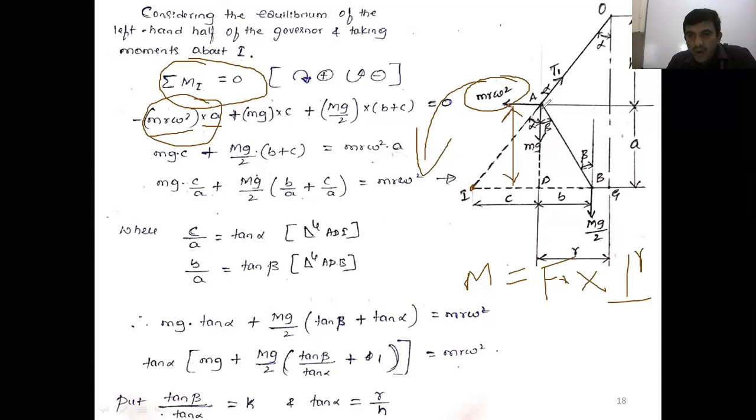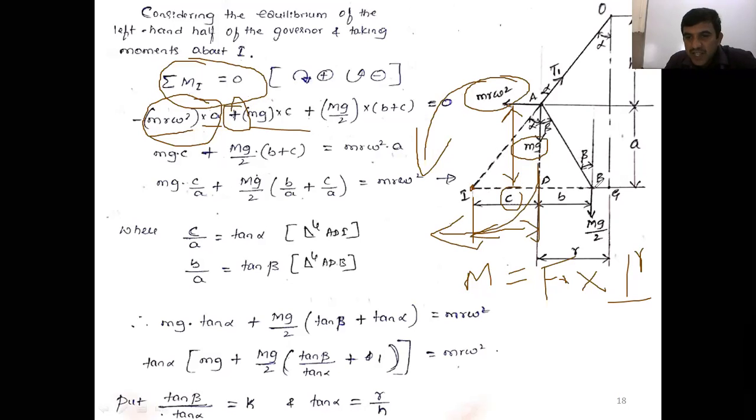Next, at point A, one more force is there, mg, that acts vertically downward. Now what will be the perpendicular distance? This perpendicular distance is C. Now what is the moment? Force into perpendicular distance, mg into C. Now what type of moment about I does the force produce? It produces a clockwise moment about I. That's why you get a plus sign.